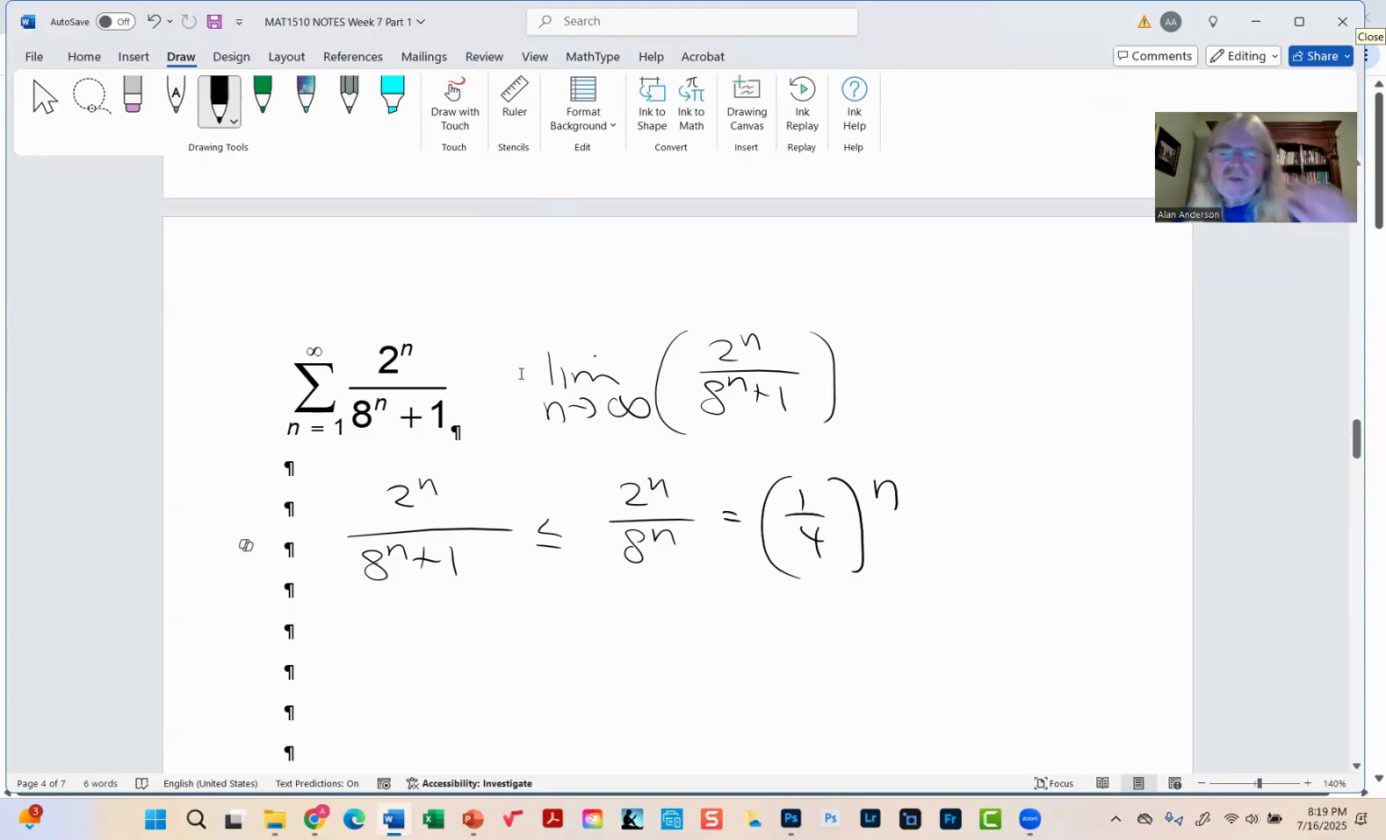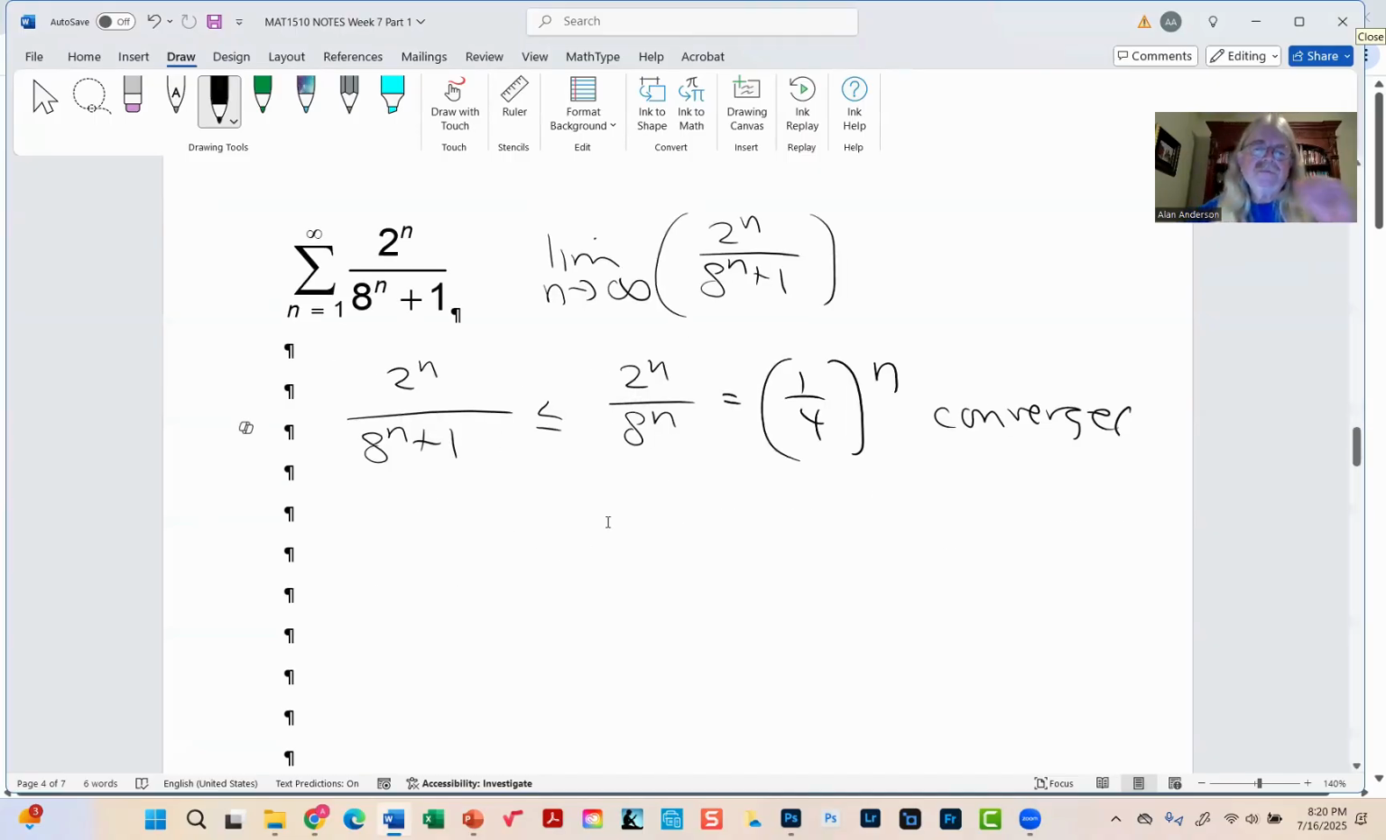Now, of course, we know that this one converges because we have a geometric series where r is strictly less than 1 in absolute terms. So that means the ratio of these two.